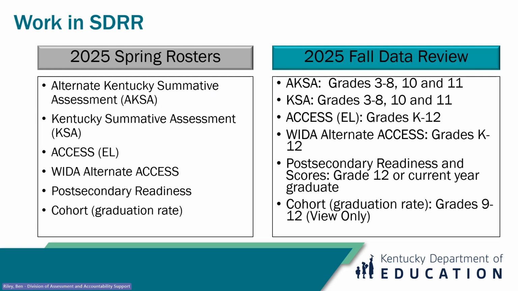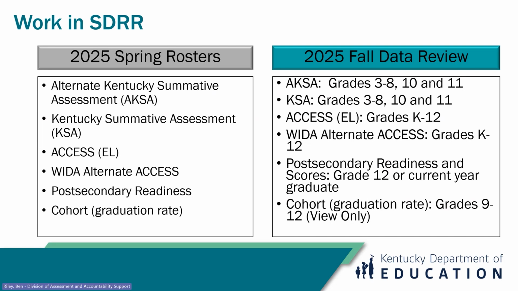Let's talk about spring rosters that you'll be changing: AKSA, KSA, Access, Alternate Access for ELLs, and Post-Secondary Readiness demographics. Post-Secondary Readiness will also include information from TEDS on career data. The post-secondary career data will be through the Office of Career and Technical Education. The CTE data will be reviewed in TEDS through the Office of Career and Technical Education with Claude Christian. The cohort or graduation rate data will be visible during the spring, but its review window closed earlier this year.